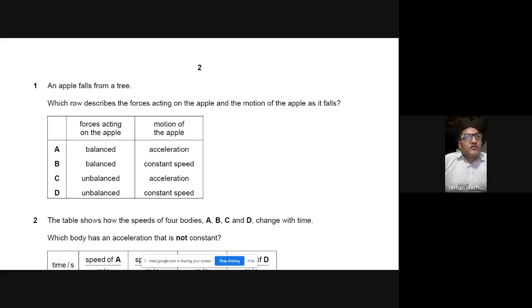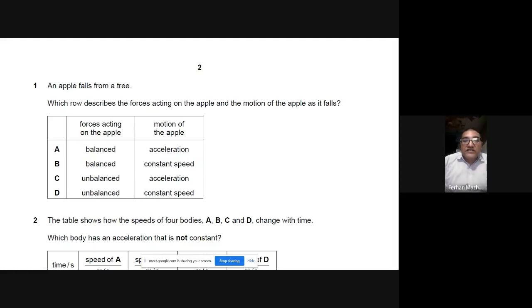An apple falls from a tree. Which row describes the forces acting on the apple and the motion of the apple as it falls? When an apple falls, two forces are acting on it. One is the weight of the apple, which is acting downward, and the other is the air resistance, which is acting in the upward direction.